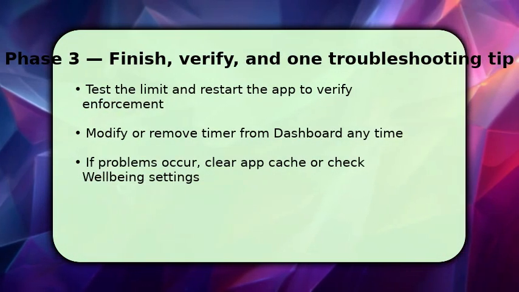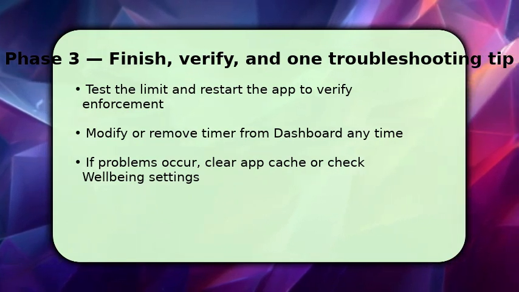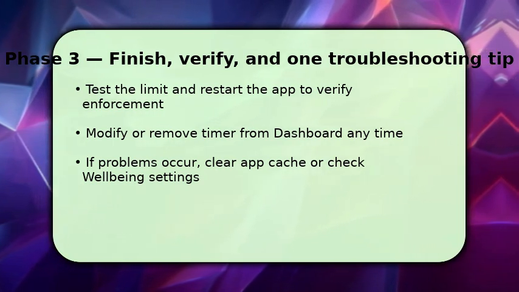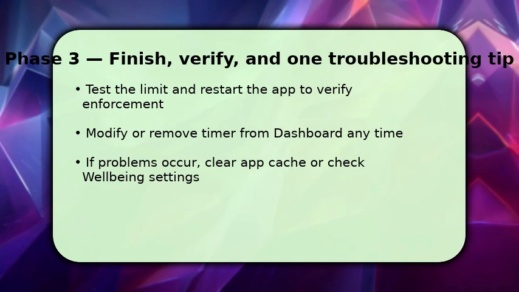You finish by testing the new limit. Open the app until the timer expires and observe the block screen. If it doesn't block, force stop the app and reopen it, then double-check timers in Dashboard.